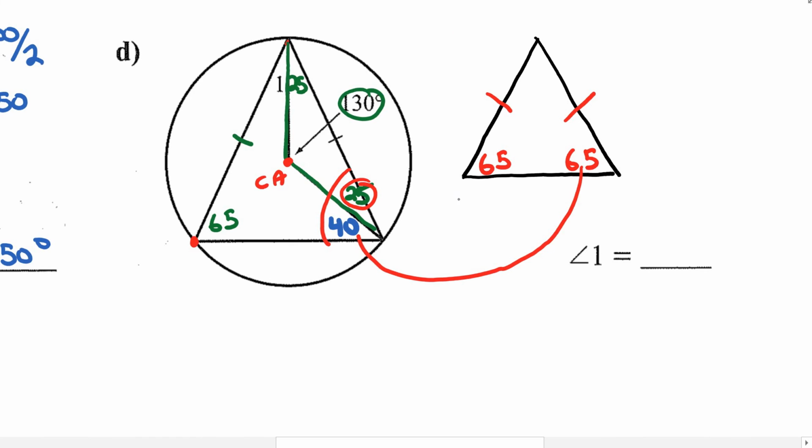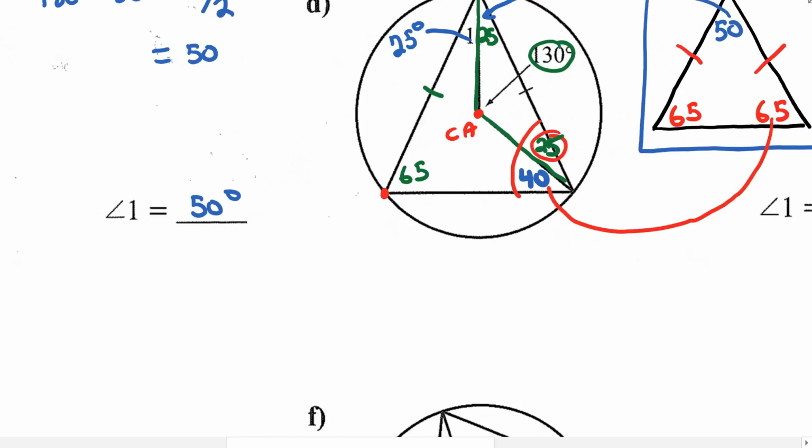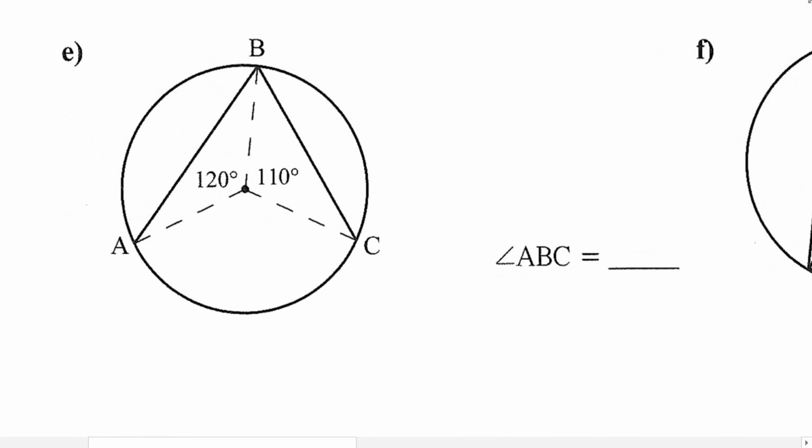And if I go back to this bigger triangle on the side here, I know that triangle has to add up to 180 degrees. So that means the top angle has to be 50. And since we've taken 25 already, angle 1 has to be 25 degrees. And that's how you can do letter D there. Okay, let's move on to letter E now.